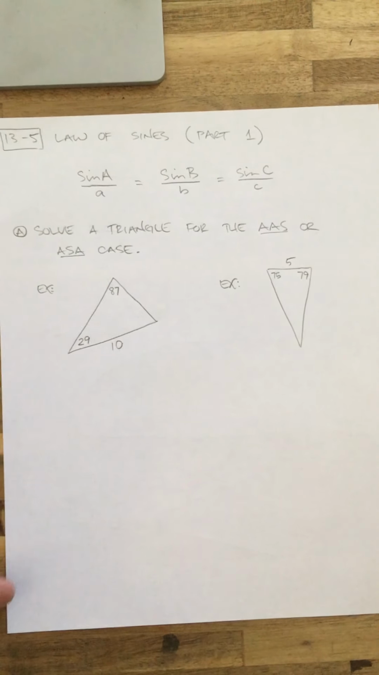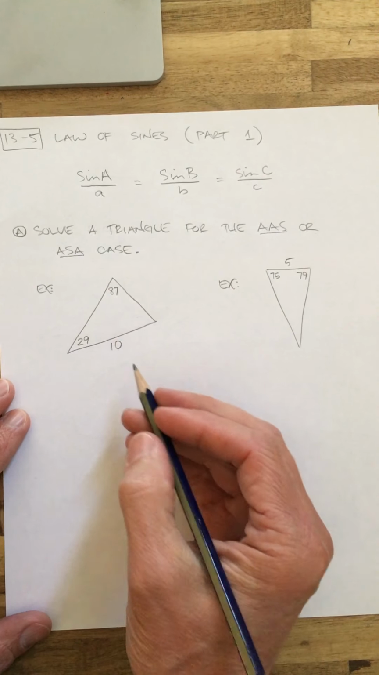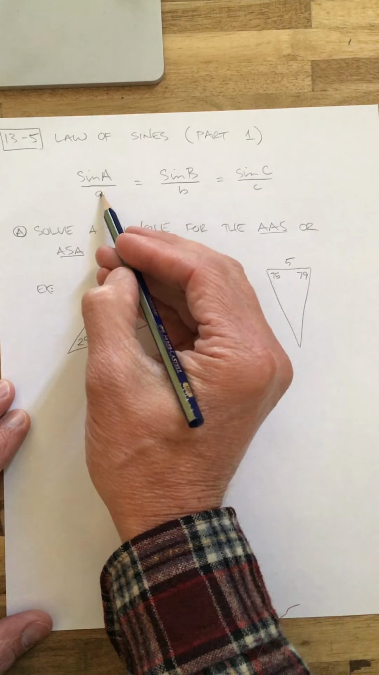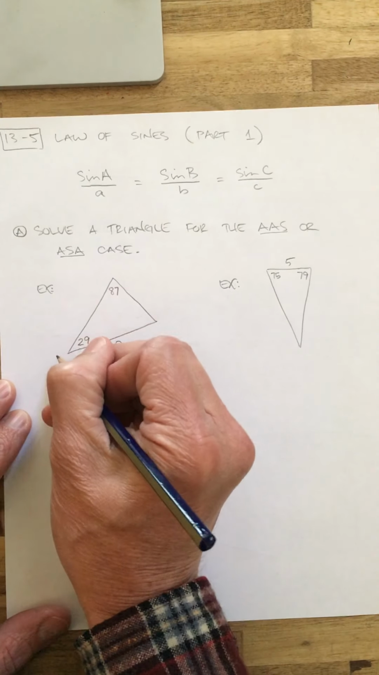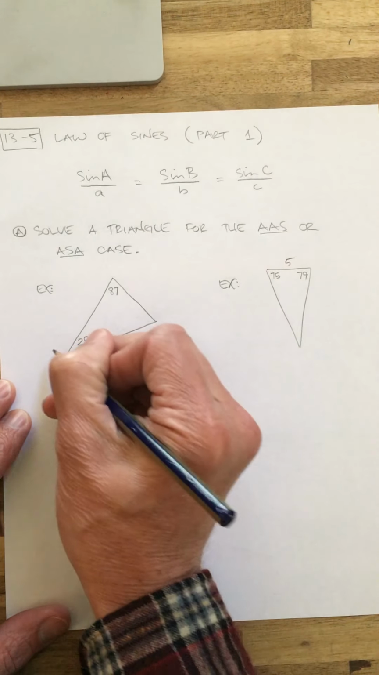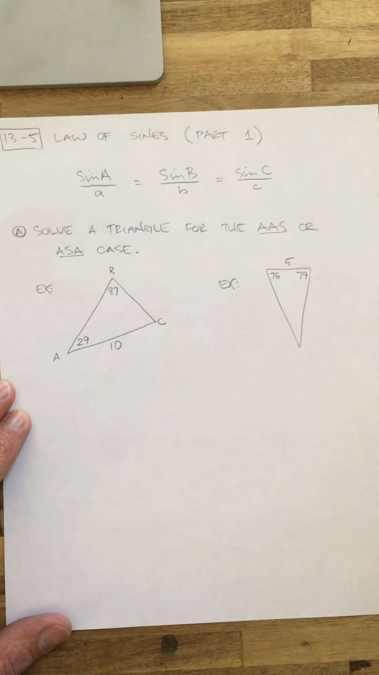The first thing I need to do is label my triangle, because there's really nothing here, and I need to use sine of A over A equals sine of B over B, but there's no A or B or C or anything. So I'm just going to go like this, and I'm just doing this randomly. I'm not even thinking about it. This is A, this is B, and this is C, okay?